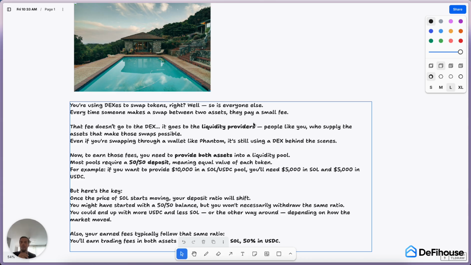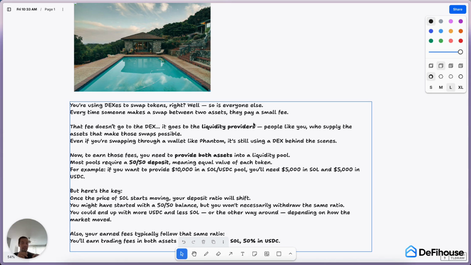So basically, if you want to provide $10,000 worth of assets into the SOL-USDC pool, you will need to bring $5,000 in SOL and $5,000 in USDC. And then when you deposit those assets into the pool, you are earning the fees. That's it. It's very simple, it's very quick.